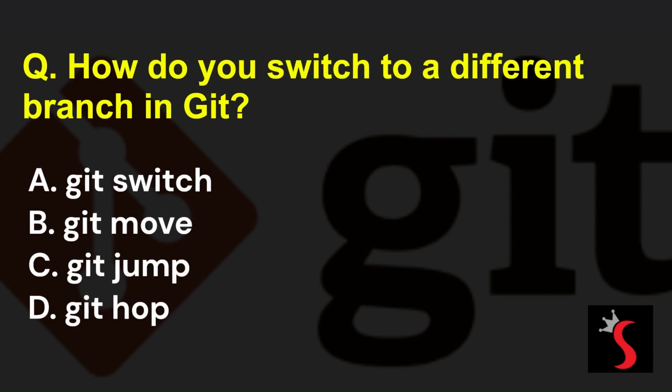How do you switch to a different branch in Git? A. Git switch. B. Git move. C. Git jump. D. Git hop.